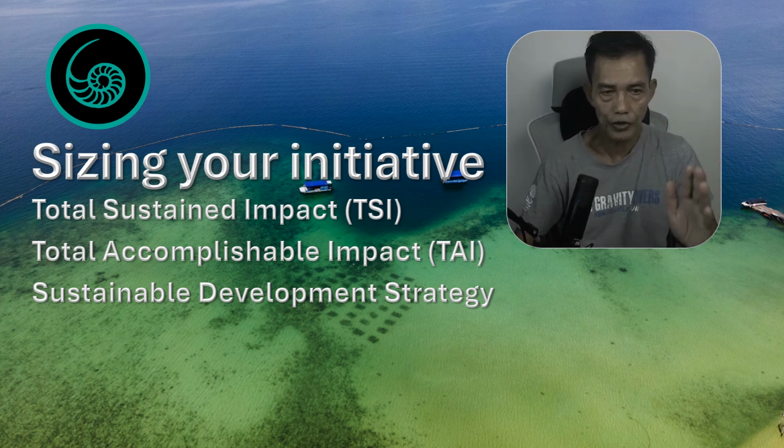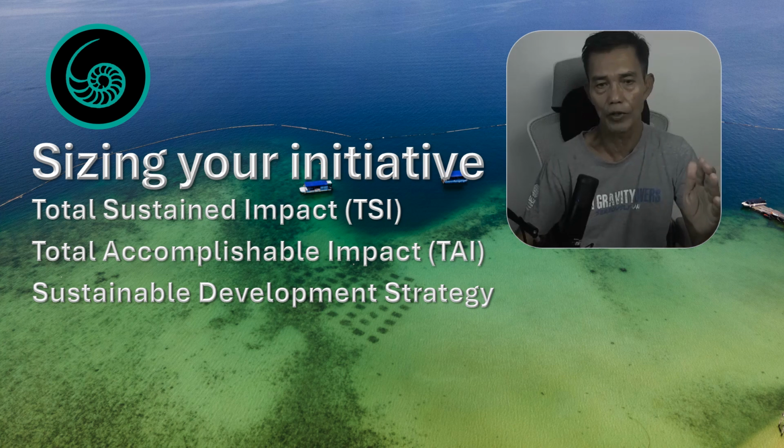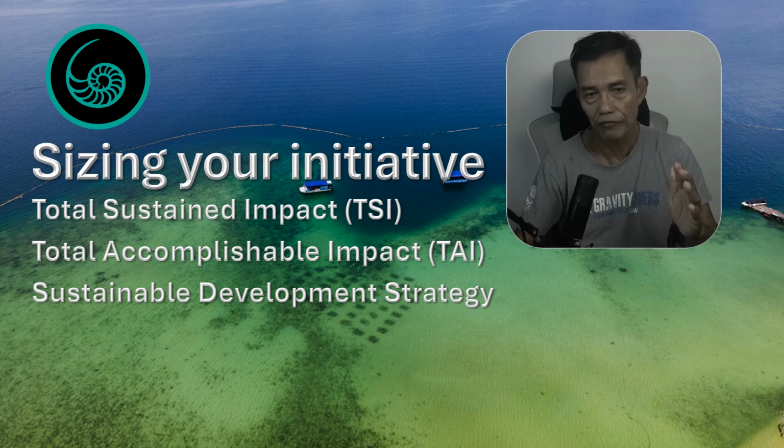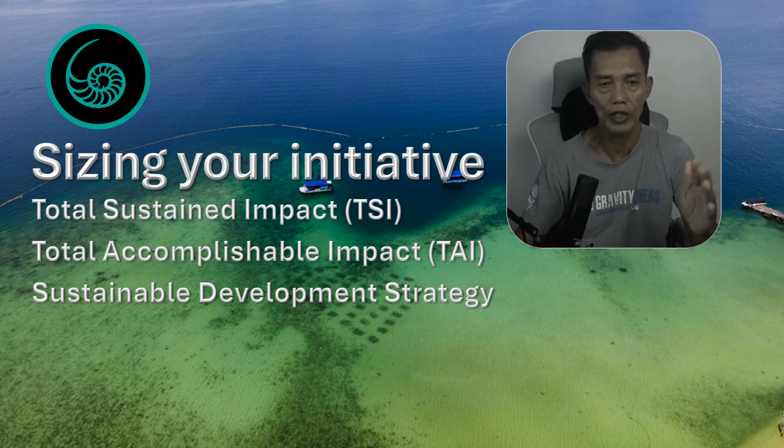Then we must also establish what we plan to accomplish for us to gauge how much of the TSI, or total sustained impact, can be eliminated through total accomplishable impact we are going to apply. There are also factors if the TAI, or the total accomplished impact that we apply, can be regenerative. That means it can be self-mitigating. It can have self-mitigating properties that may be measurable.